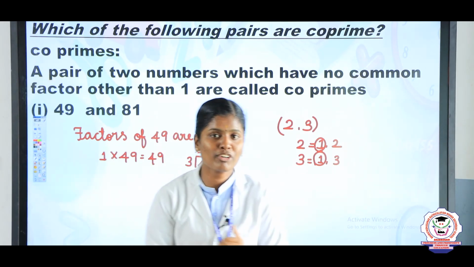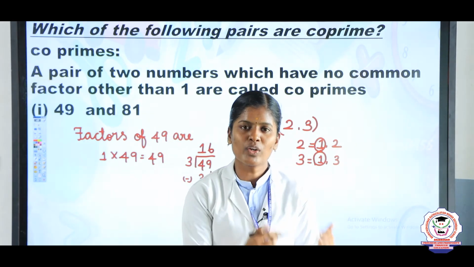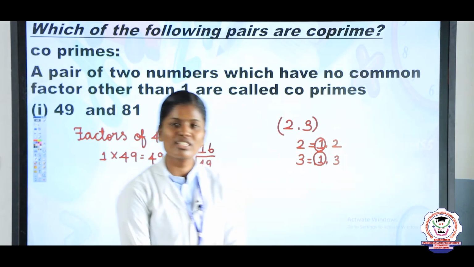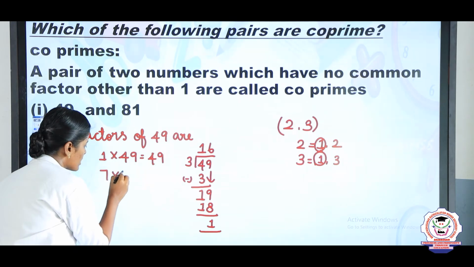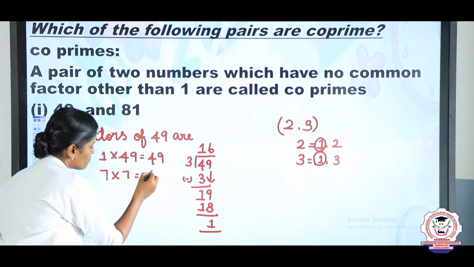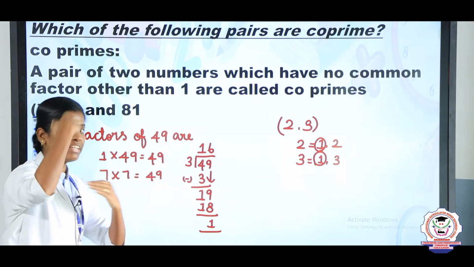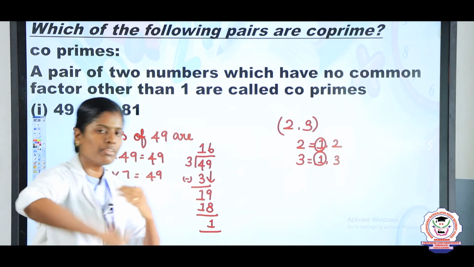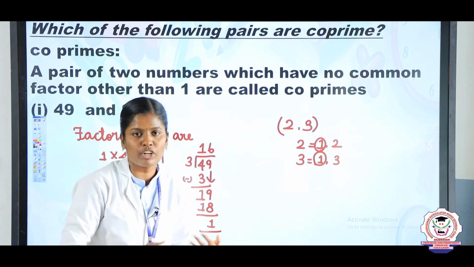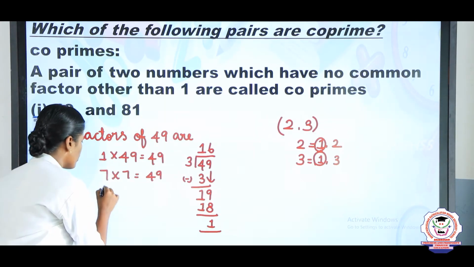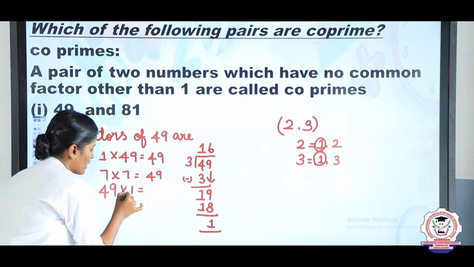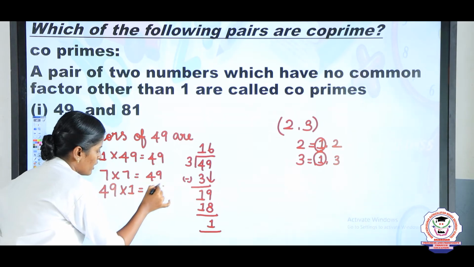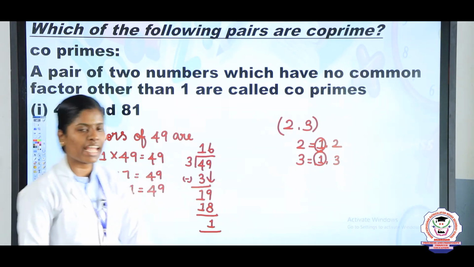In the 7 table, 49. Very good. How many times, dears? 7 sevens are 49. In between, no other table has 49. So, write 49 ones are 49.